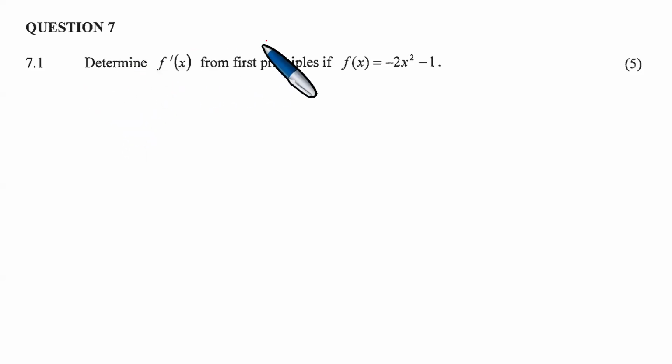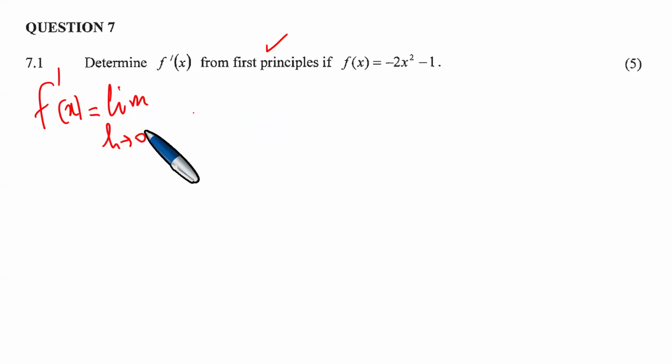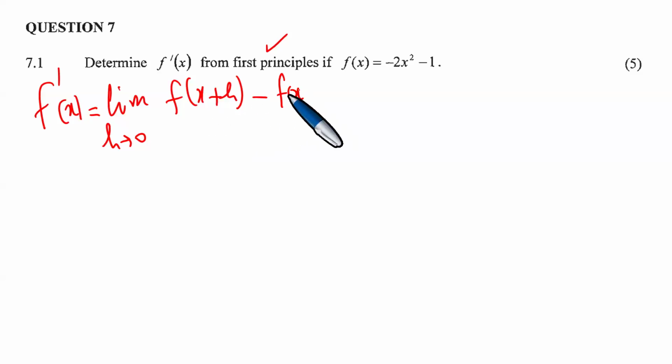Determine, this is always the first question, f prime of x from first principles if f of x equals minus 2x squared minus 1. This one here is a concept that we need to learn. First principles. What is the formula? It's given in the matric examination. So f prime of x becomes the limit as h tends to 0 of f of x plus h minus f of x, all divided by h. Pay particular attention to this.